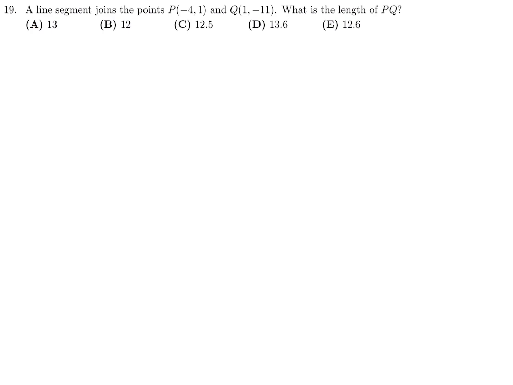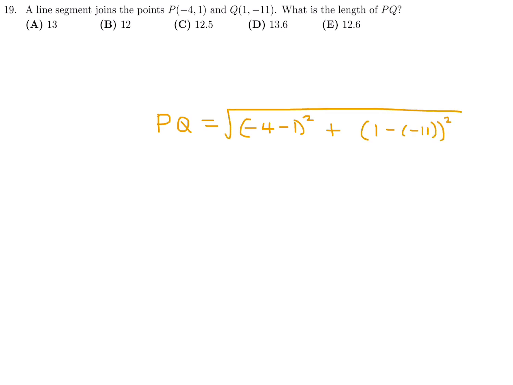A line segment joins points P negative 4, 1 and Q 1, negative 11. What is the length of PQ? So PQ is the square root of negative 4 minus 1 squared plus 1 minus negative 11 squared, using the standard distance formula, no tricks here. So that's going to be negative 5 squared, 25, and that's going to be 12 squared, 144. And that is 169, and the square root is 13. Number 19, the answer is A.